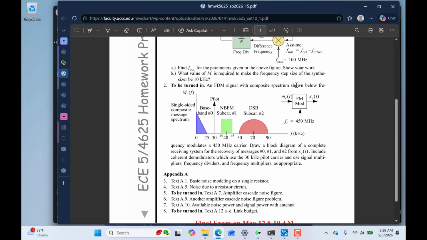So has anybody worked this problem yet or thought about it? I'm going to practice it once. Okay, so I'm just going to give you some hint right now. If we have a pilot at 30 kilohertz, which of these subcarriers requires a coherent demodulator? Absolutely has to have one: the double sideband, I mean. Just the DSB, right? The FM can be recovered with a discriminator or phase lock loop, perhaps.